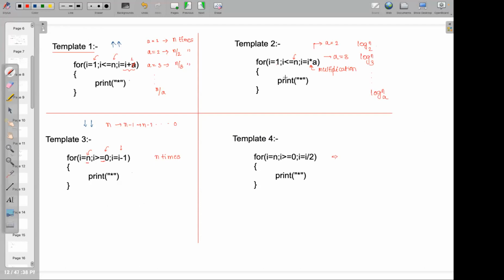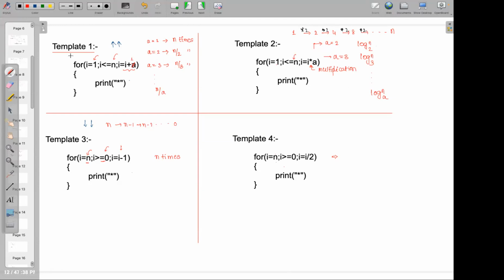Starting at 1, you are just multiplying by 2. If you multiply by 2, it will become 4. You multiply by 2, it will become 8, and so on. You are going till n. Here multiplication is happening. 1 you multiply by 2, 2 you multiply by 2, 4 you multiply by 2, 8 you multiply by 2, like that.